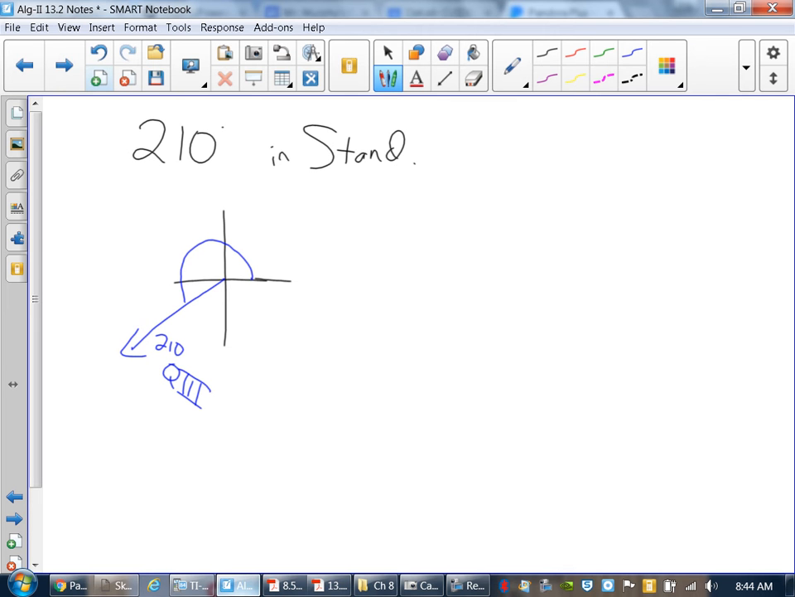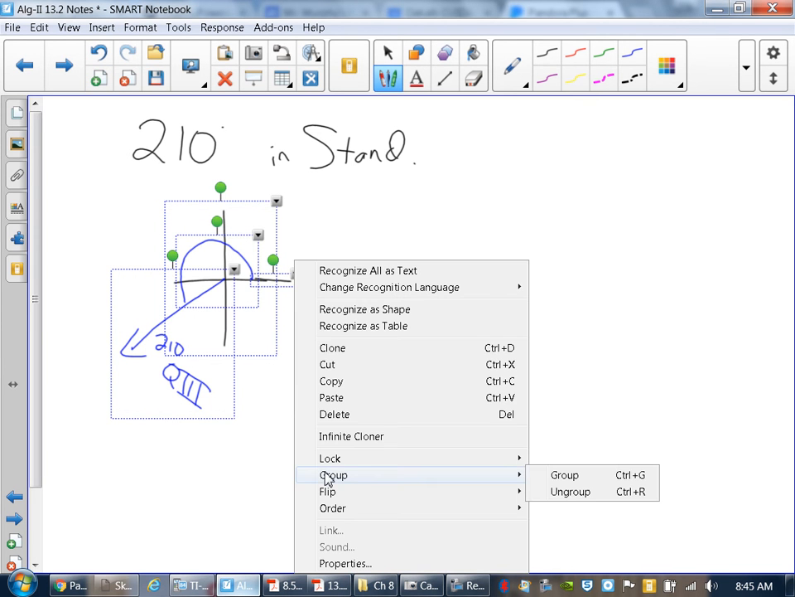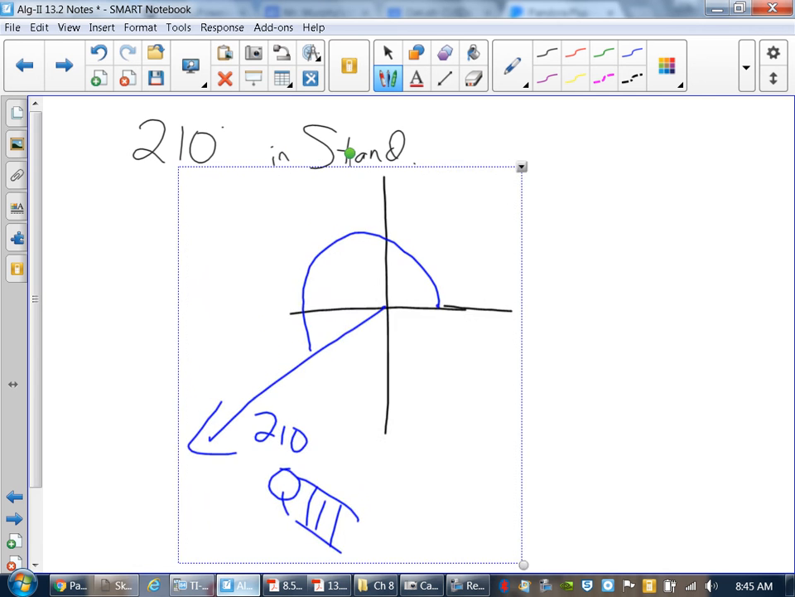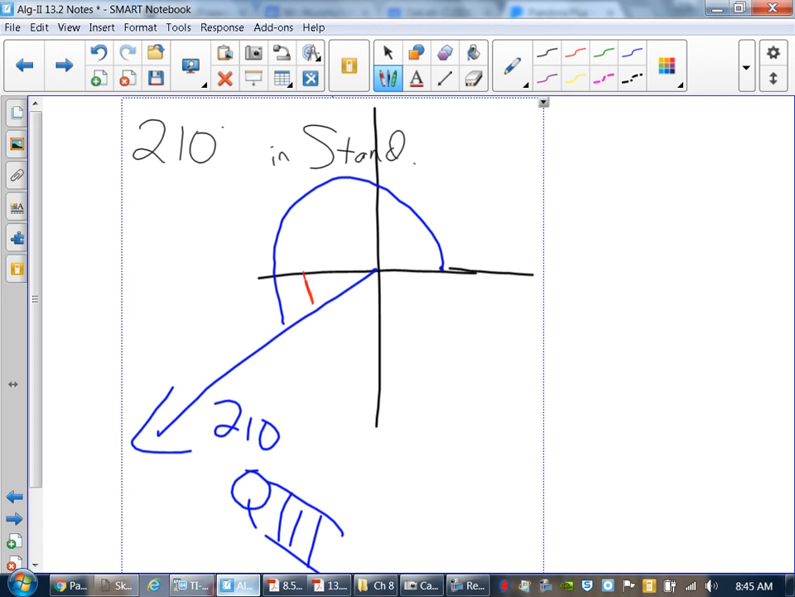What I'd like you guys to do, and I'm going to do this a little different than I have in the past, is always figure out how far you are away from the x-axis whenever you place an angle. When you draw an angle, I want you to always ask yourself, how far away are you from the x-axis? In this example, how far away are you from the x-axis? 30 degrees. So you have to come back up 30 degrees.